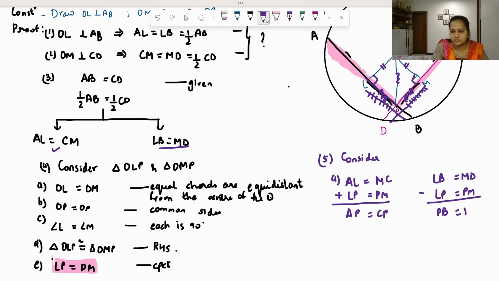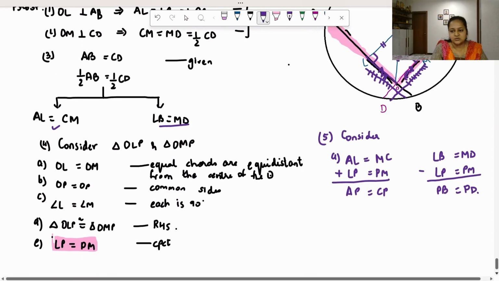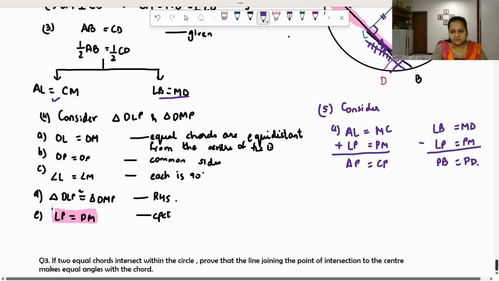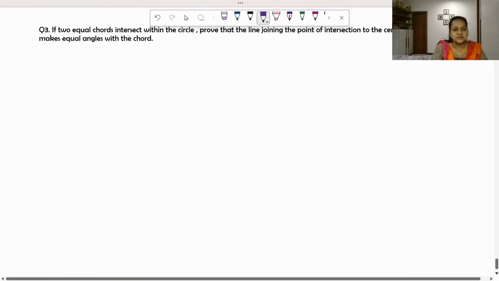Hence, we got what we wanted to prove. We wanted to prove AP, the segments. AP is equal to CP and DP equal to PB. I hope you all have understood this. Let's look at the next question. Let's understand the next question, children.